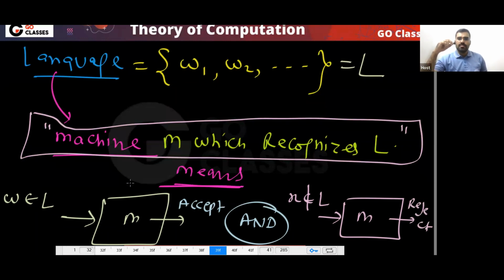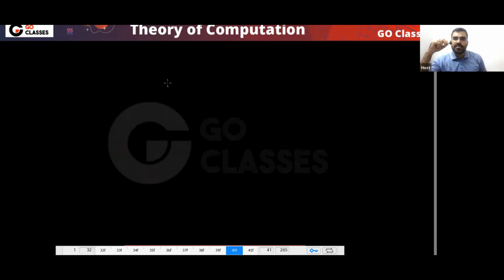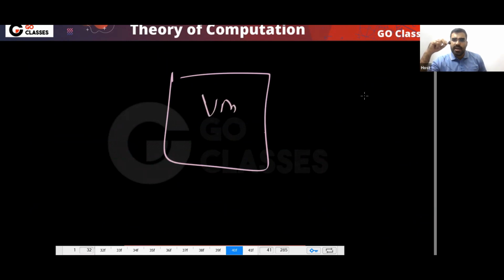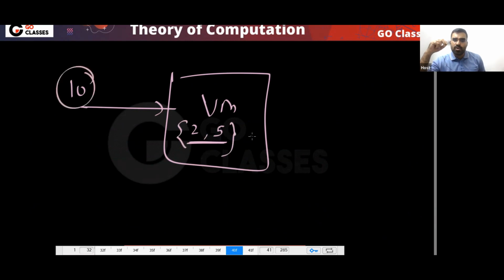Is this clear? Like we say that a vending machine recognizes... The vending machine, for example, will have written on it that it recognizes a 5 rupee coin, a 10 rupee coin. Yes or no? So something like that. Let us assume there is a vending machine that is recognizing a 2 rupee coin and a 5 rupee coin. If you put a 10 rupee coin, that will be rejected.